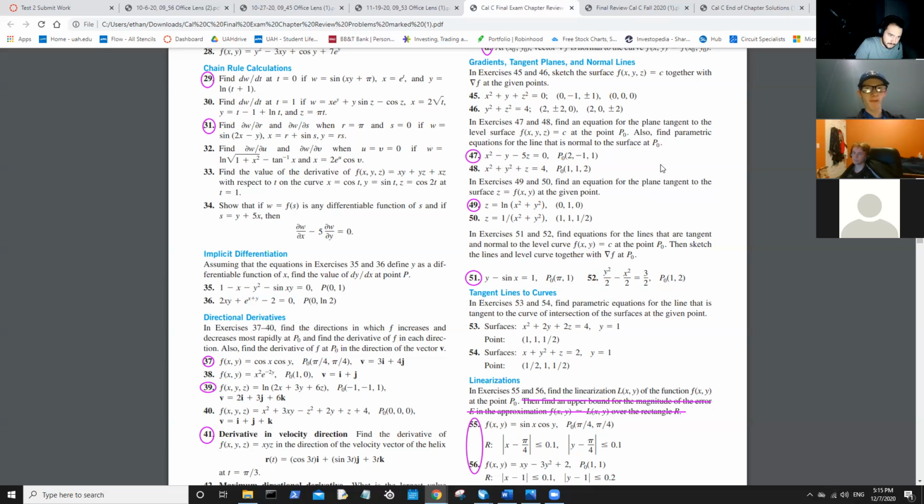For the level surface, you would have x squared minus y minus 5z equals 0. Does the point even satisfy it? I think it does. Because you have 4 plus 1 minus 5. Yeah, it's equal to 0. So the point satisfies that function. So that's cool. So we go 2, negative 1, and then 1.